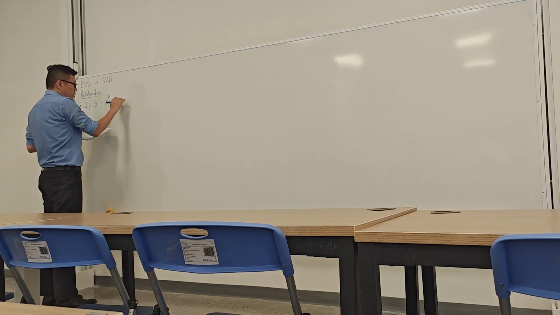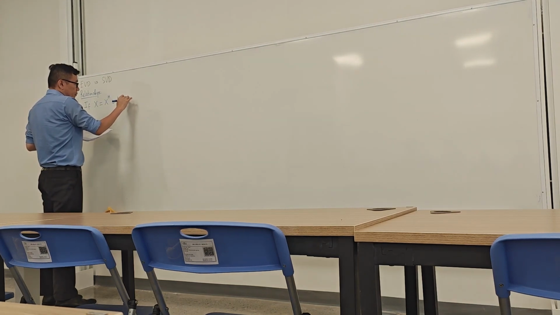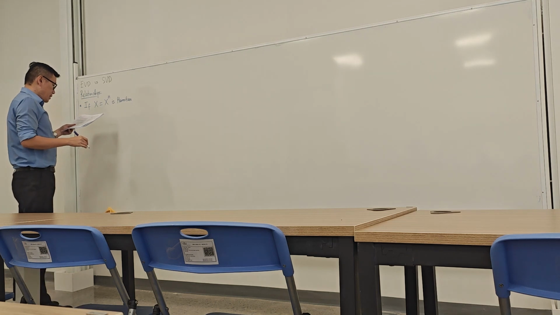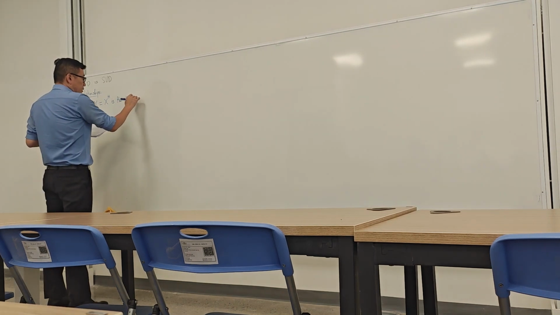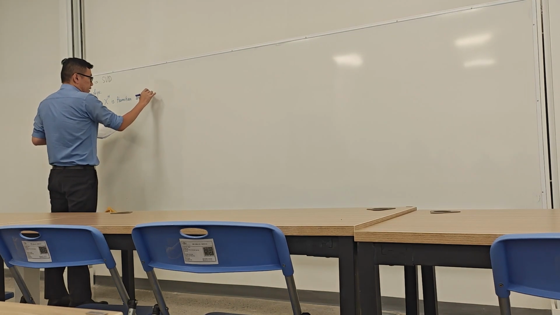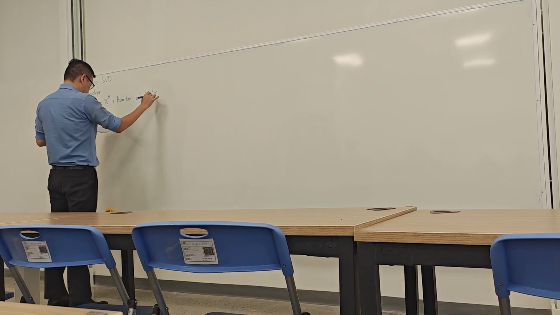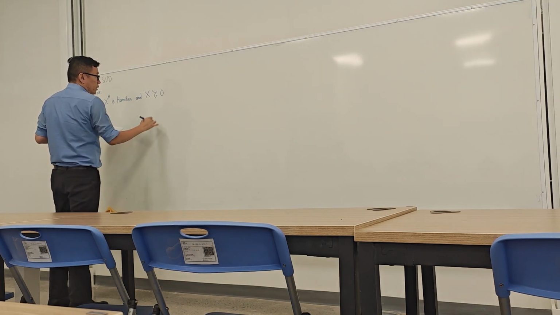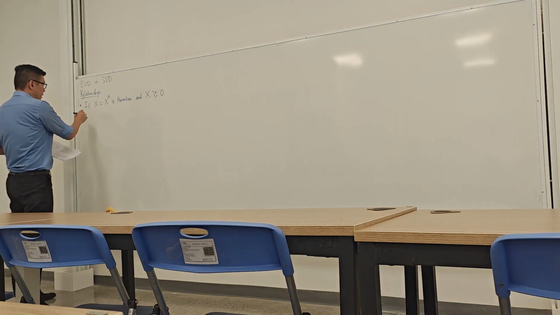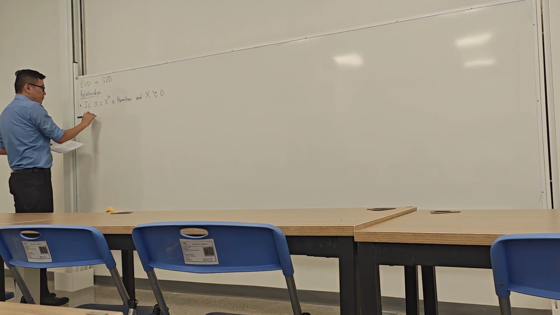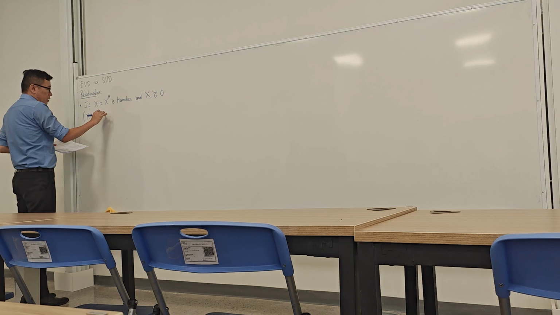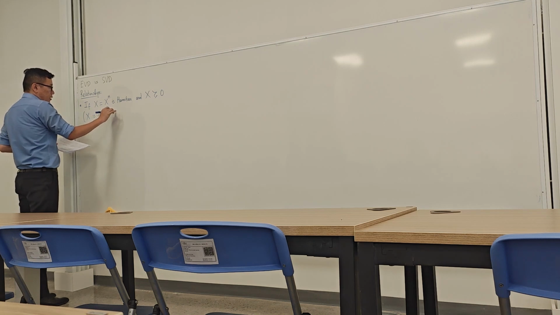Right? Hermitian matrix, and x is greater than or equal to 0. Okay, this means that x is non-negative definite.